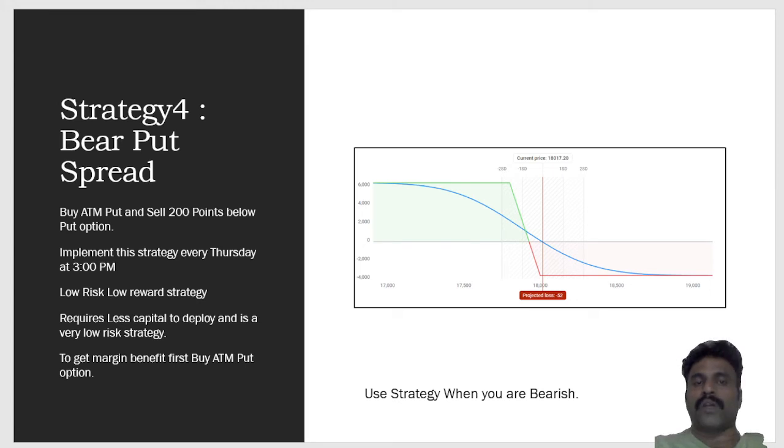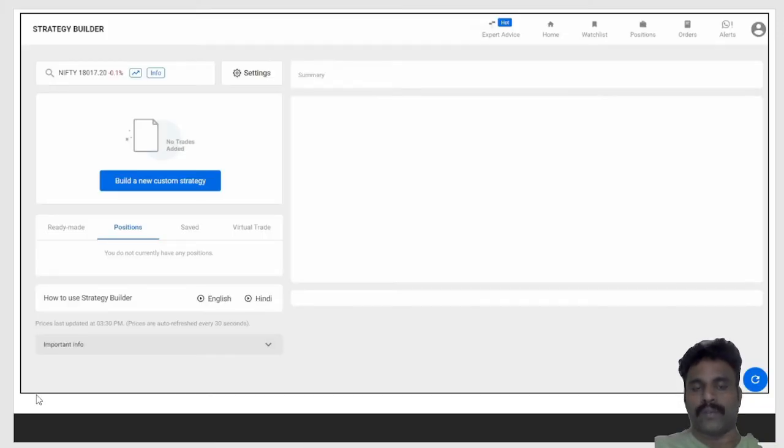In bear put spread, what we do is we buy an ATM put and sell a put 200 points below. And same as I told you in bull call spread, you have to deploy the strategy on Thursday at 3 p.m. for the next week's expiry. The risk and reward in this particular strategy is very limited and it is a very good strategy, and this can be deployed with a very low capital as well. So let us see in a video how this strategy is going to work.